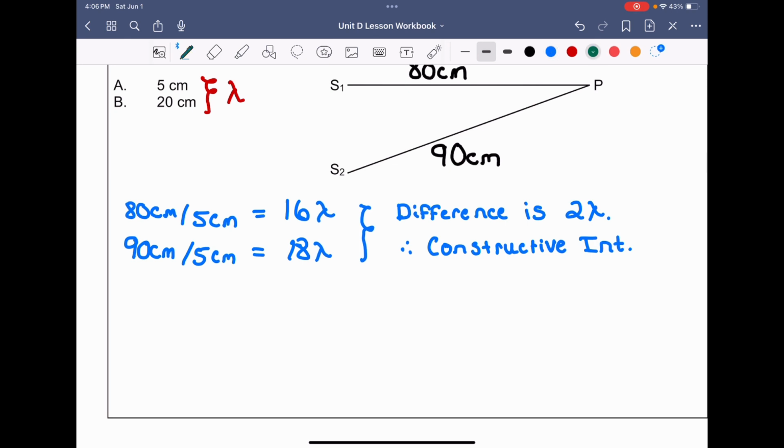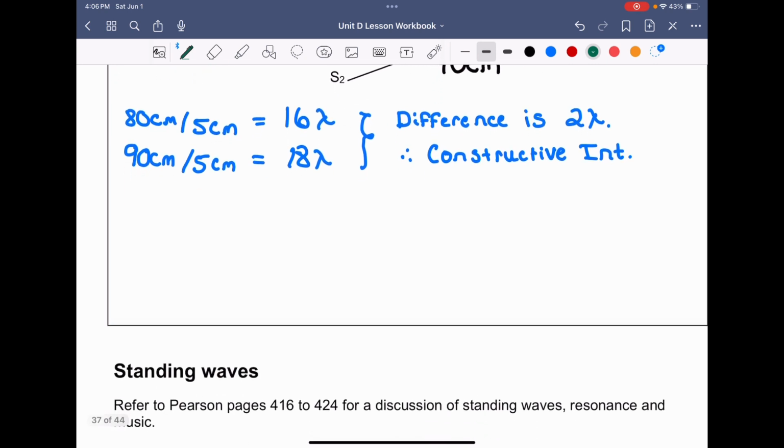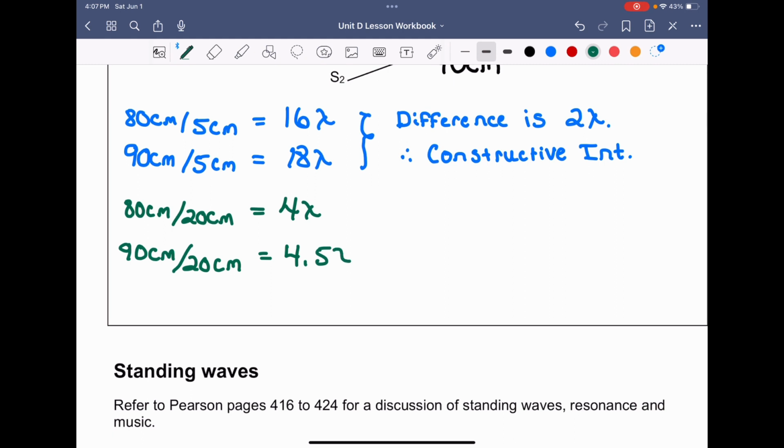Okay, now if we do the other situation where instead of it being 5 centimeter wavelengths, what if it's 20 centimeter wavelengths over these given distances from S1 to P and S2 to P? Well, the math would look the same, except we're just dividing by 20 instead. So 80 divided by 20 centimeters is going to give us an even 4 lambda. And then 90 centimeters, which is our second line segment, divided by 20 centimeters, is going to give us a value of 4.5 lambda.